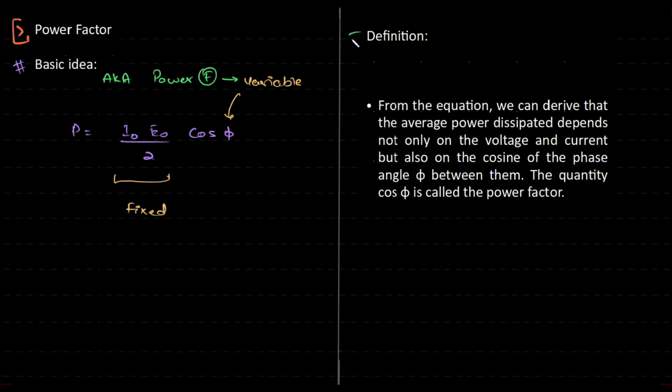Okay guys, so the definition is that we have I naught E naught by 2 cos phi. From the equation, we can derive that the average power dissipated depends not only on the voltage and current, for fixed voltage and current, but also on the cosine of the phase angle phi between them. The quantity cos phi is called the power factor. That's your definition.